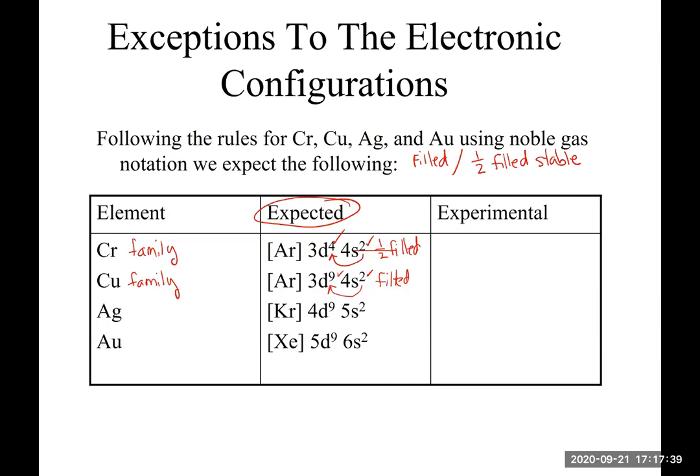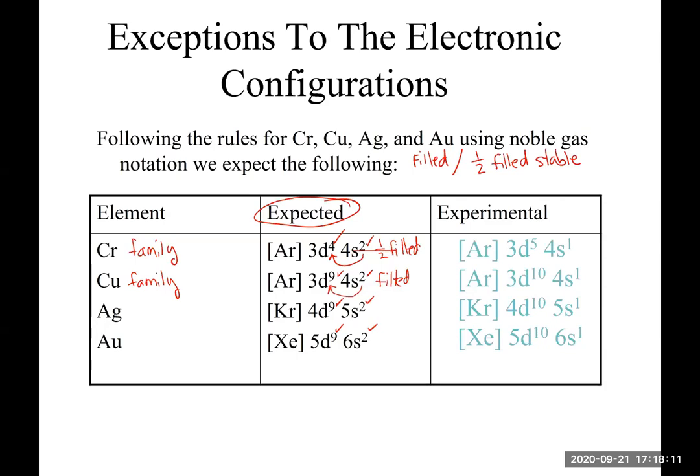Similarly, silver and gold, which are right below copper, are going to do the same thing. Silver is dealing with 4d and 5s, and gold is down one more, dealing with 5d and 6s. They're in the same group, column, or family with copper, and they're going to behave the same way in order to fill d with 10 electrons and then half fill s with 1 electron.